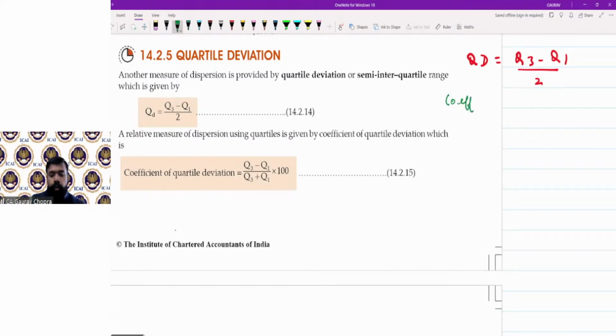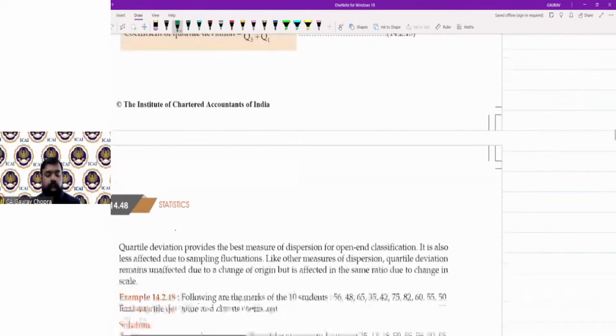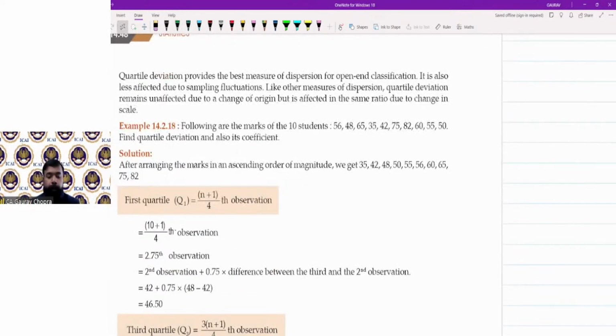And then there is the coefficient of quartile deviation. The coefficient is (Q3 minus Q1) upon (Q3 plus Q1) multiplied by 100. So this is the formula for the coefficient of quartile deviation. These two things are required for quartile deviation. So let us try this one.